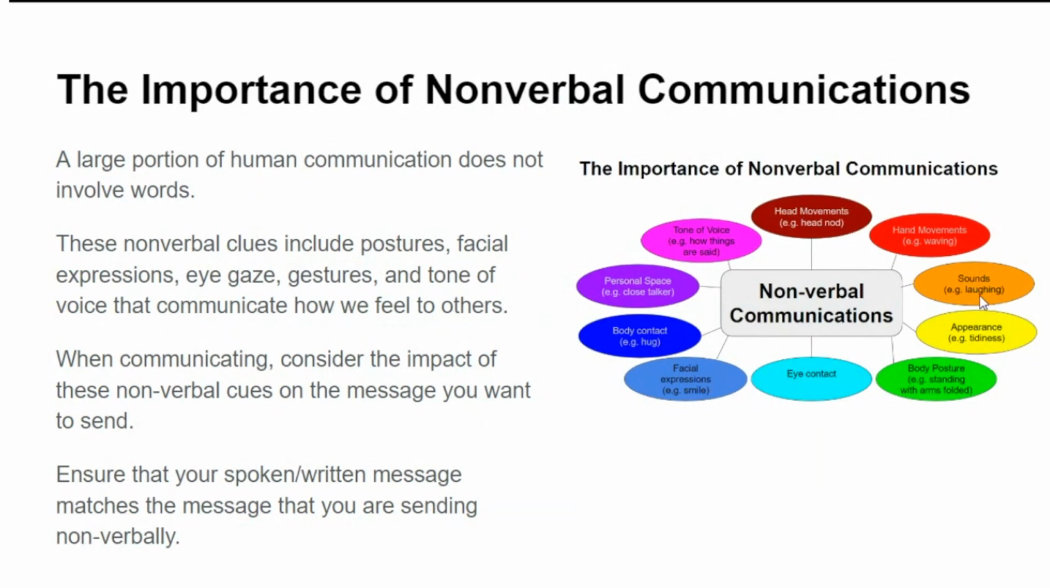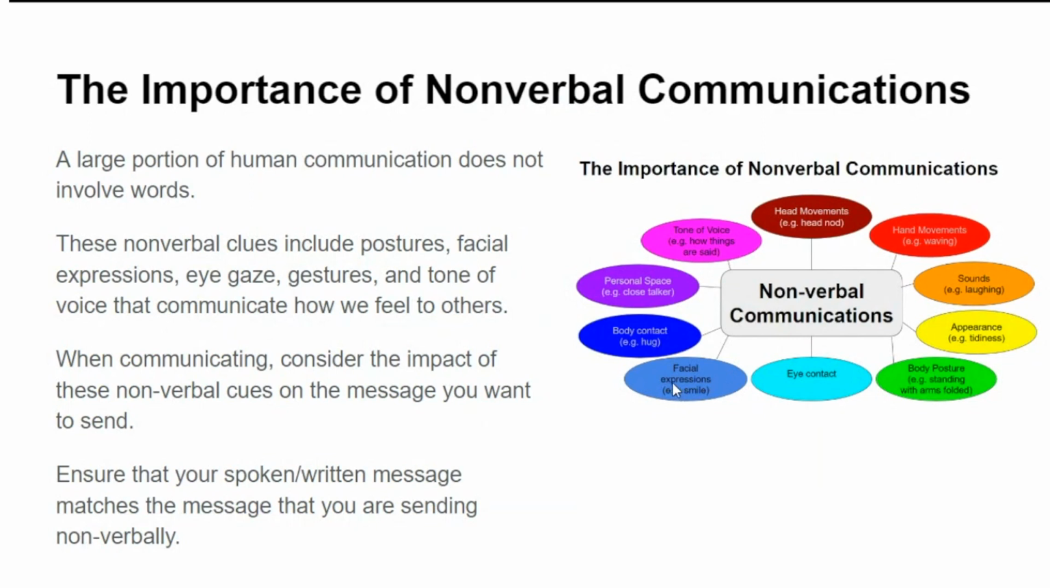Sound, someone laughing, someone smiling, someone crying, whatever stuff we can hear. Appearance, what we see. Body posture, someone sitting up or someone slumped down. It really tells us a lot about how engaged they are. Eye contact is a key one. Eye contact is all about engagement.